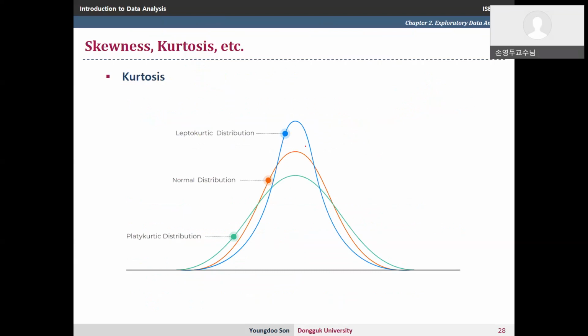Here, if the orange line is the normal distribution, then the leptokurtic distribution comes like this blue line, and the platykurtic distribution becomes this green line. Here we cannot see the tails in detail. However, if we go further, the diminishing rate of the leptokurtic distribution is the least, and that of the platykurtic distribution is the most.